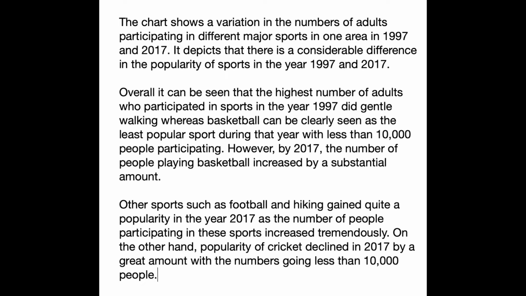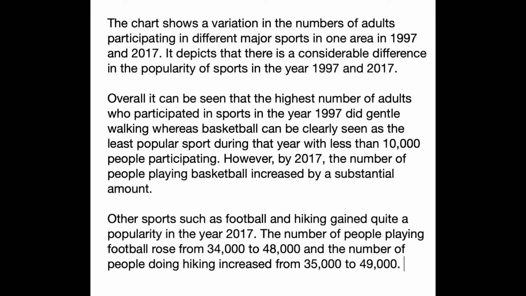On the other hand, popularity of cricket declined in 2017 by a great amount, with the numbers going less than 10,000 people. You can also explain this by writing down numbers as well. So this can also be written as: other sports such as football and hiking gained quite a popularity in the year 2017. The number of people playing football rose from 34,000 to 48,000, and the number of people doing hiking increased from 35,000 to 49,000.